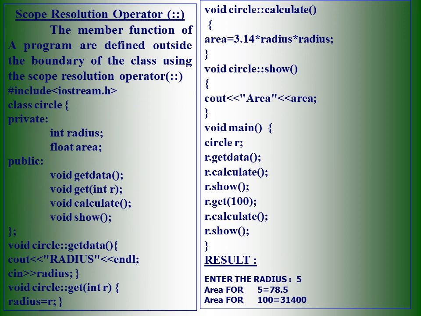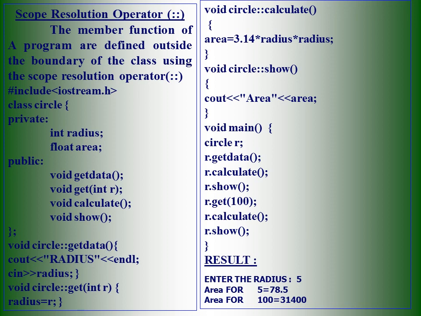Another thing is the scope resolution operator. Actually, it is a special operator we use in C++ programming. Why? Because through the scope resolution operator we define the member function of a class outside of the class. Before this, we saw example programs where member functions were declared and defined inside the class itself. But here we use the scope resolution operator to define the member function after closing the class, outside of the class. So just see the example program.